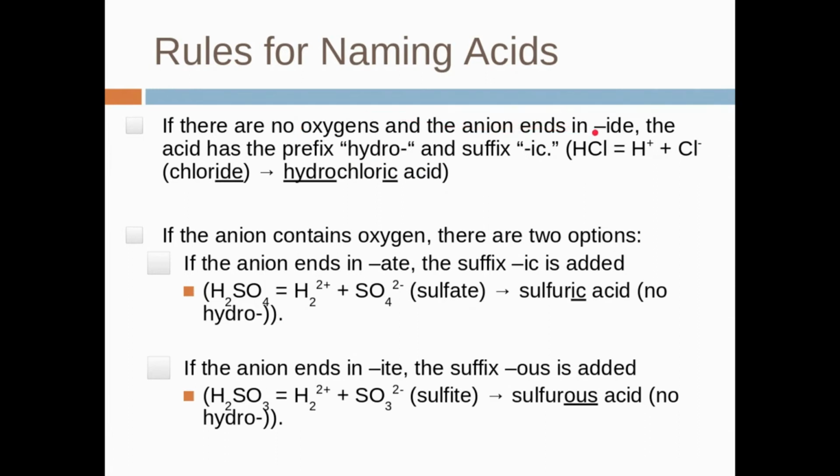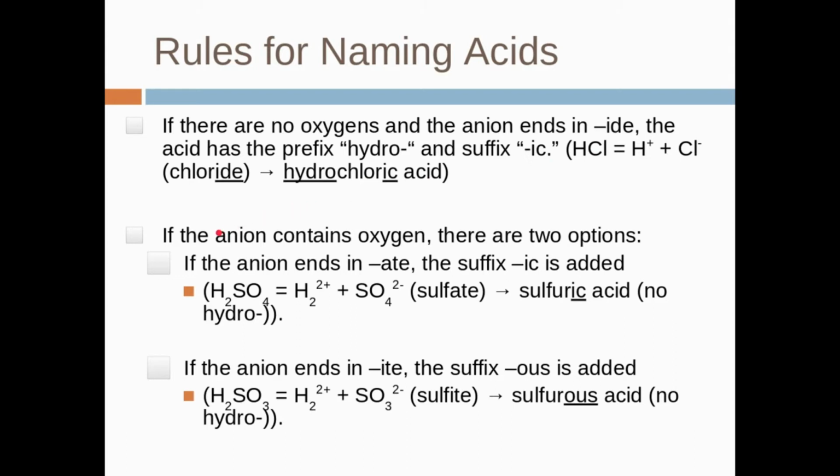So for example, HCl is hydrogen and chlorine together, right? And so we don't need to name the hydrogen because it's the same for every acid, but we look at the chlorine for the naming, and we change that ending to IC, and then we put hydro in front of it to show that there was no oxygen in this formula. So we wind up with hydrochloric acid.